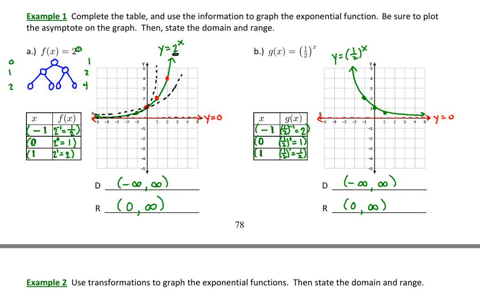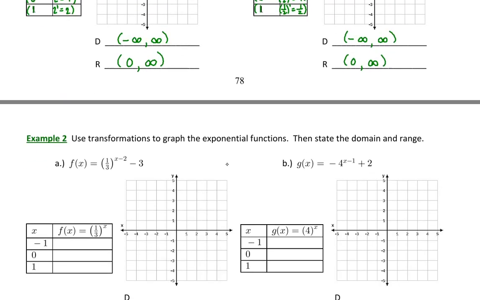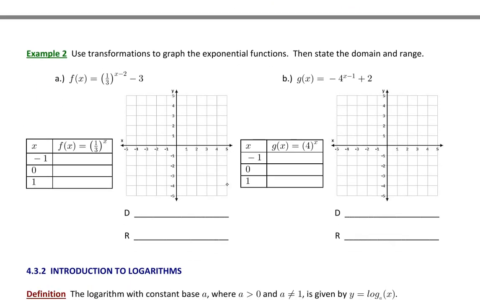So once again, a base bigger than 1 creates an increasing exponential function, and a fraction base between 0 and 1 creates a decreasing exponential function. Both graphs have the same domain and range and the same y-intercept, and we generated the 3 key points with the same x values. If you can remember those basic characteristics, then exponential functions are pretty easy to deal with.